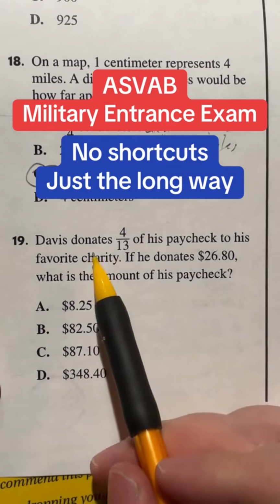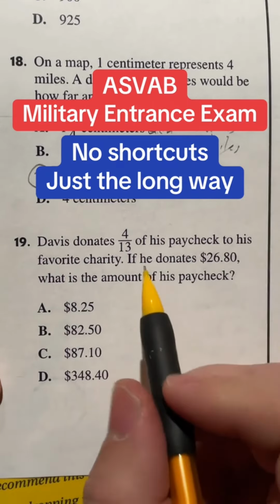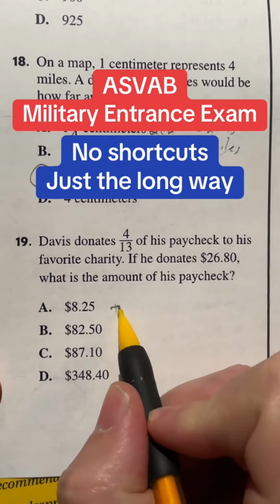Number 19 on the ASVAB says, David donates 4/13 of his paycheck to his favorite charity. If he donates $26.80, what is the amount of his paycheck? So the way that you would do this is you would take the total amount. All right, we'll just say T for total.